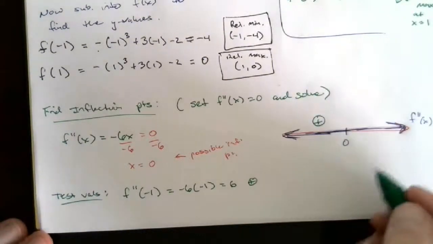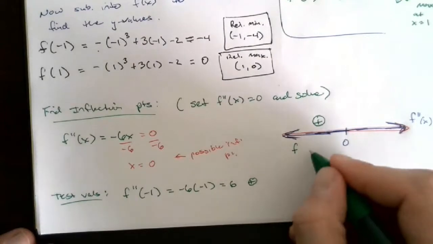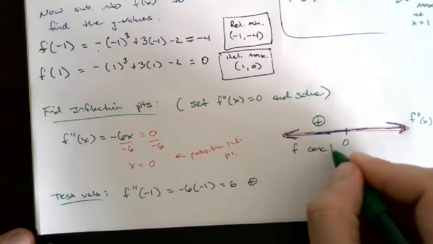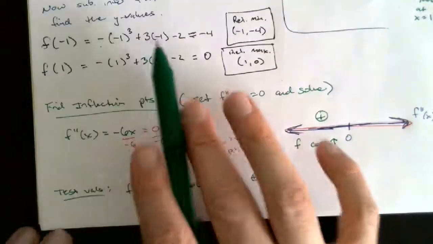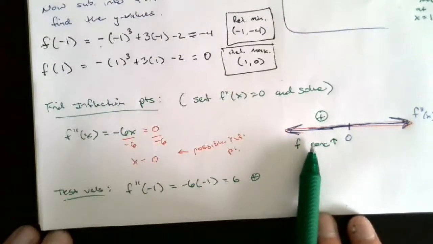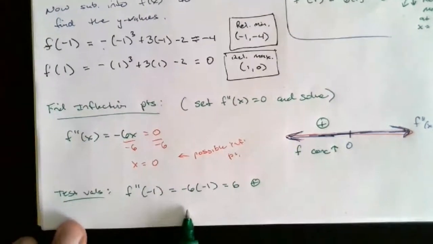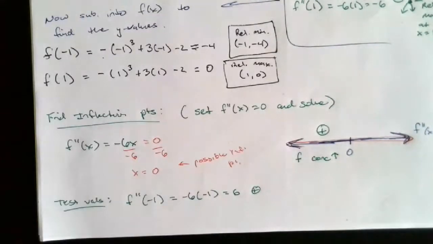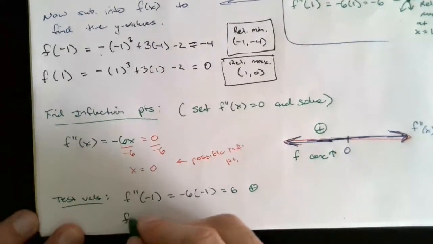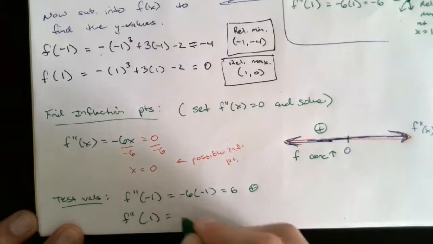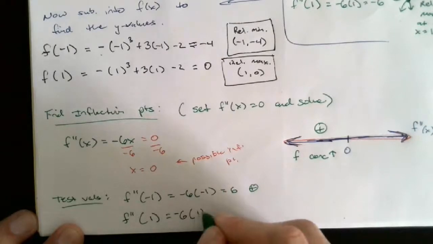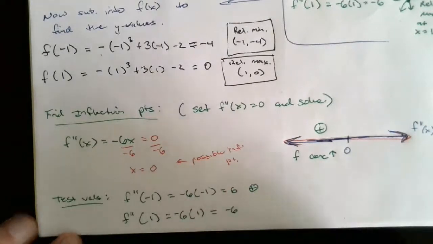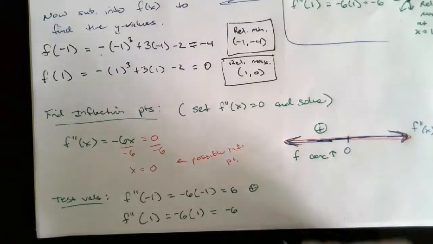What does that tell me about the original function? Well, it tells me that f is concave how? It's concave up. Now, if you already did this up here, you don't have to necessarily show it again in terms of this work down here. But if you didn't, if you did first derivative test here, you'd want to show this again, because you wouldn't have done it already. F double prime of 1, well, that's equal to -6 times 1, which makes this -6. The important thing about this is that we got something that's negative.